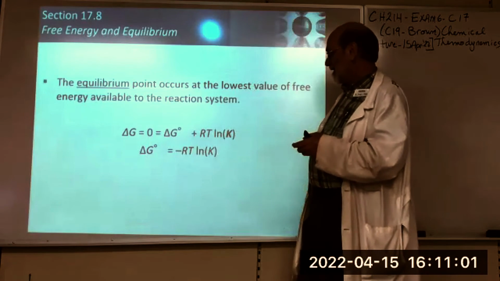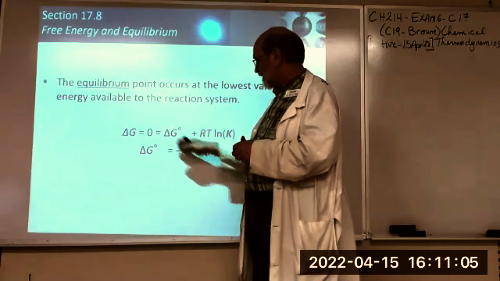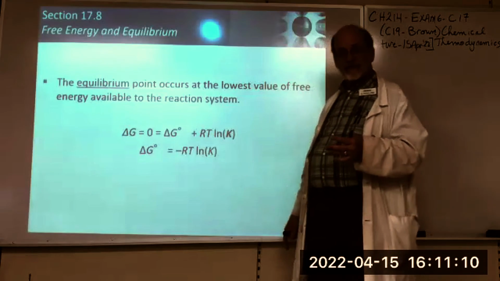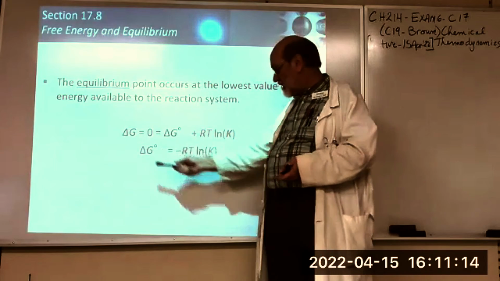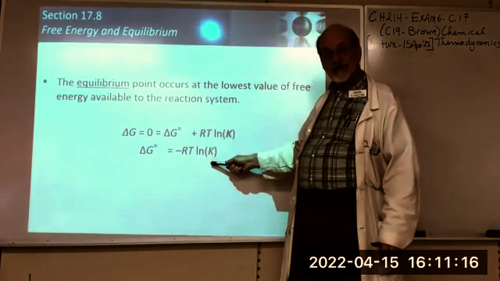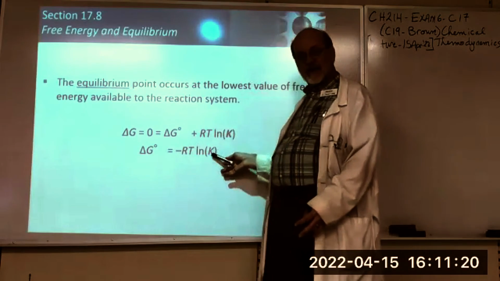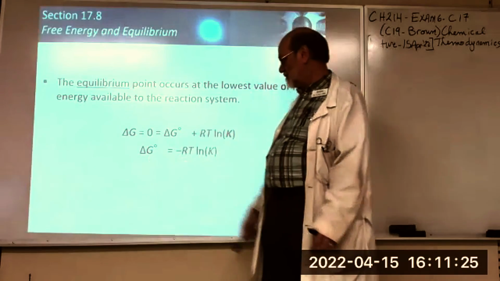Okay? So if we solve that, this is 0, we solve it for delta G, then delta G is minus RT log K. What does that mean? That means that if you know what delta G 0 is, you can calculate K at this temperature. Or if you know what K is and you know your temperature, you can calculate the standard delta G.